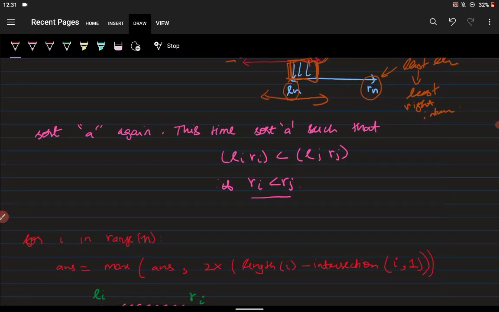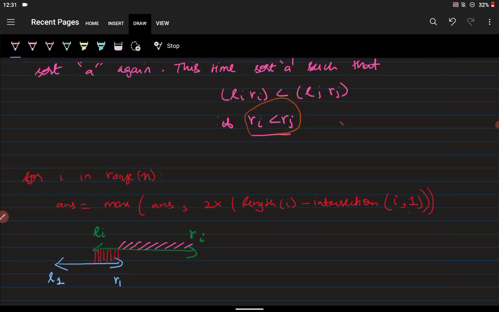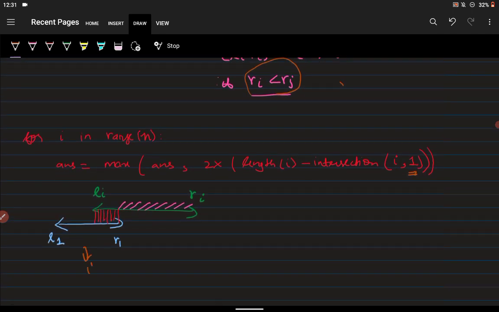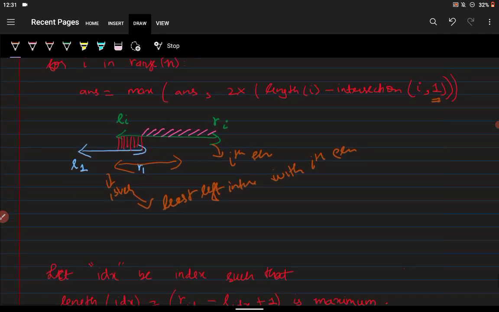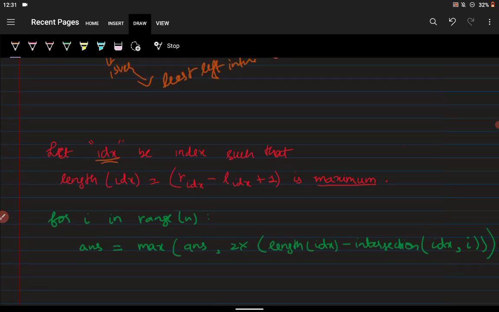We will repeat this again on the left side, but this time we will sort based on the ending value, so that the first element, this is the first element, this is the ith element, will give the least left intersection with the ith element. If there is some other element in between, it will have more intersection, because the leftmost element will give the least left intersection. Finally, we find the index such that the length of index is maximum.